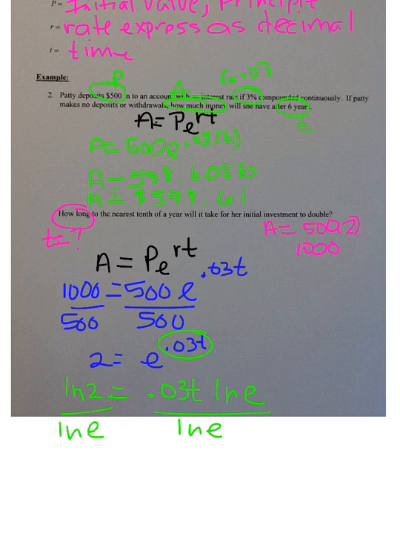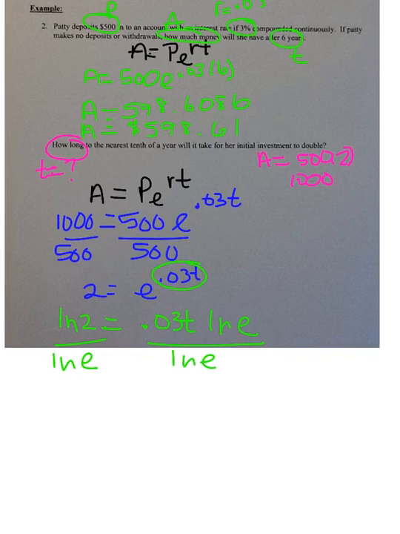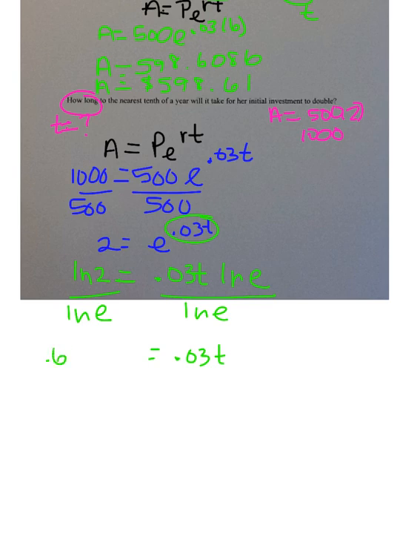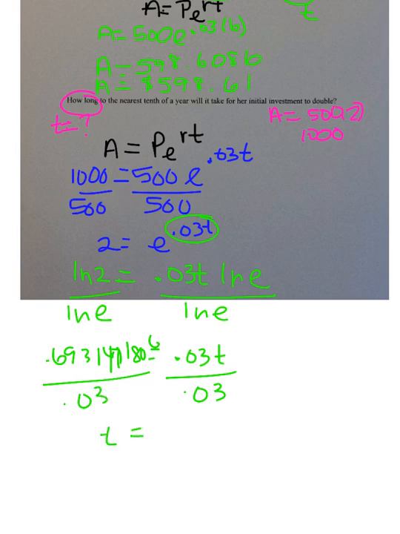So get out your calculator and plug it in. So what's ln 2 divided by ln E? So I have 0.6931806 divided by 0.03. I have T is 23.104. To the nearest tenth would be 23.1 years.